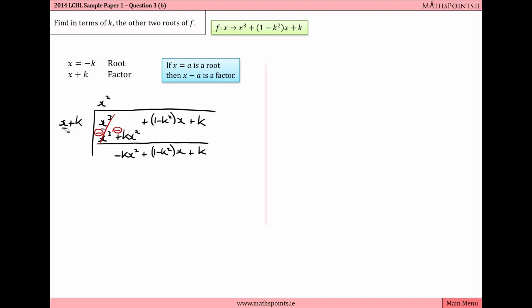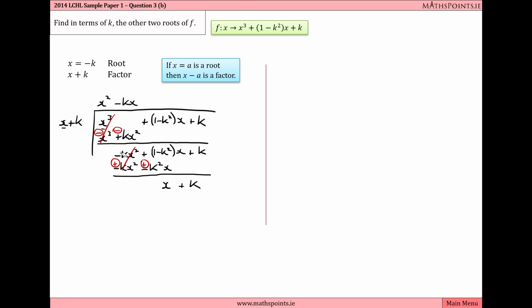We repeat the process. We're going to divide x into minus kx squared now, giving us minus kx. Minus kx by x is minus kx squared. Minus kx by k gives us minus k squared x. We draw a line underneath, and we're going to subtract the bottom line, so we change both the signs. Minus kx squared plus kx squared cancels, and then 1 minus k squared x plus k squared x will leave us with x. And then we have plus k.